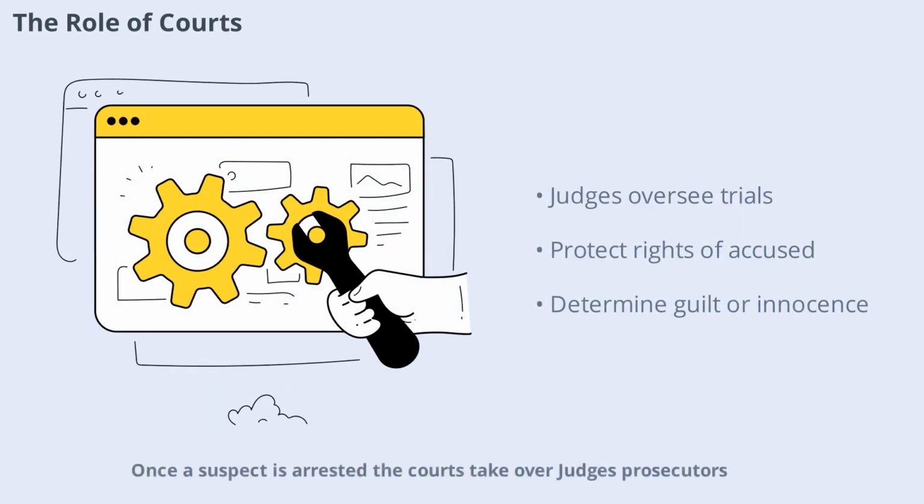Once a suspect is arrested, the courts take over. Judges, prosecutors, and defense attorneys work together to ensure that justice is served. The court process includes arraignments, hearings, trials, and sentencing. Courts are responsible for protecting the rights of the accused and making sure that trials are fair and impartial. They interpret the law and determine guilt or innocence based on evidence presented. The courts are a vital part of ensuring justice and upholding the rule of law.